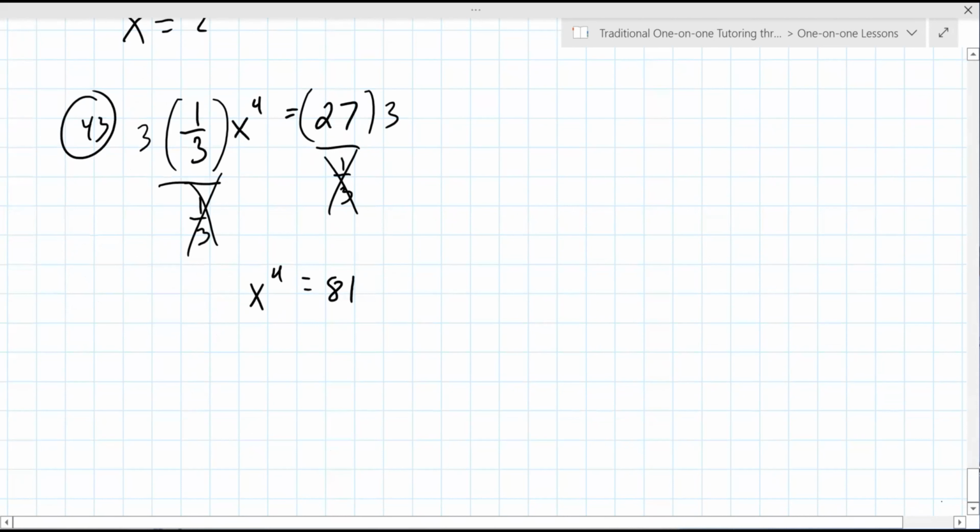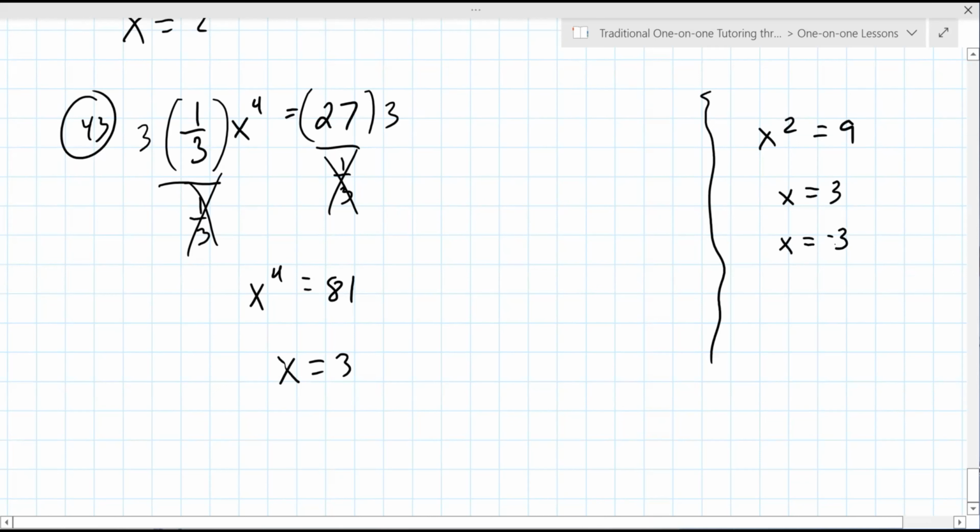I got 3. So let me give you an analogous problem here. Let's say it was X squared equals 9. What is the answer to this? It'd be 3. Is there any other answers? No. How about -3? Oh yeah, because -3 times -3 is 9. Yes, so that's the same.